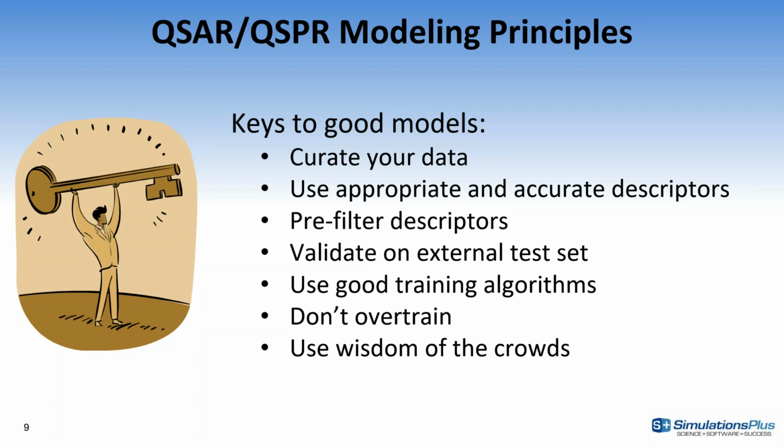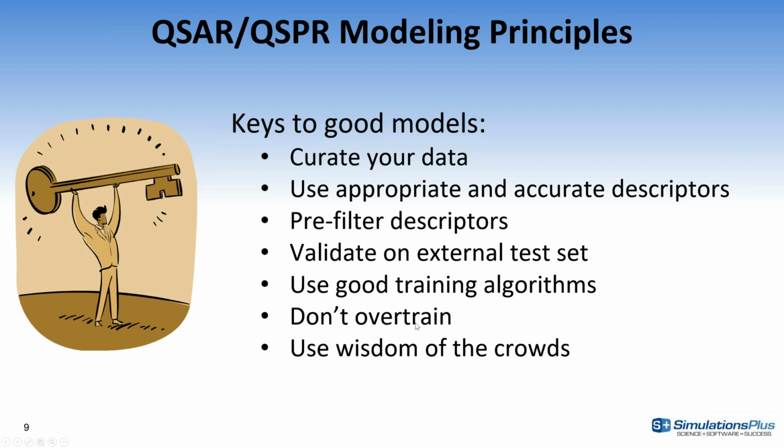A very important factor that goes along with avoiding overtraining is to validate on external test sets. So it's important to leave some compounds out of your training set, and then apply your model to this external test set. And the reason you do that is to avoid overtraining. So if you produce a model that has excellent statistics on the training set, but then when you apply it to an external test set you have poor performance, that would be an overtrained model.